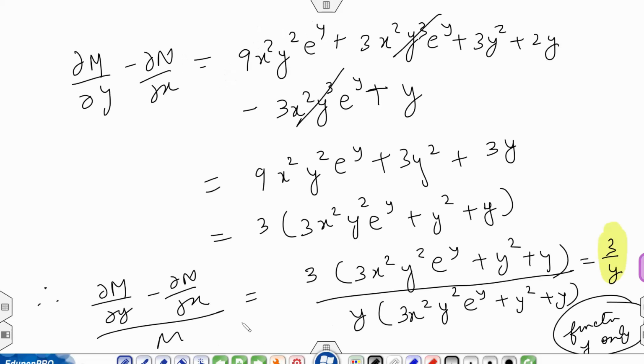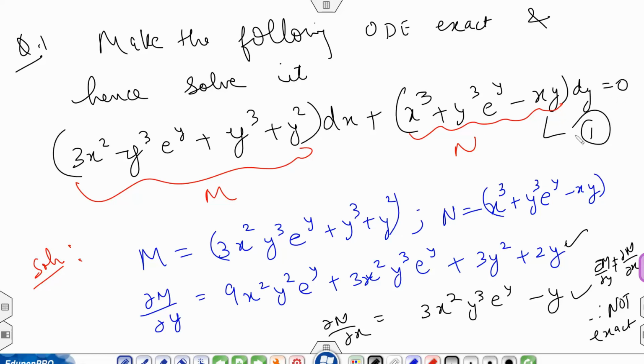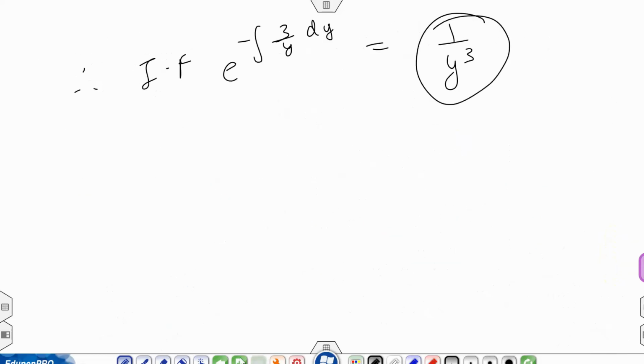So what will be the integrating factor? The integrating factor will be e to the power of minus of 3 by y integrated. Just remember that when you have divided by M, you have to take a minus sign with this as an integrating factor. So your integrating factor will be 1 by y cube. 1 by y cube you need to multiply with equation number 1.